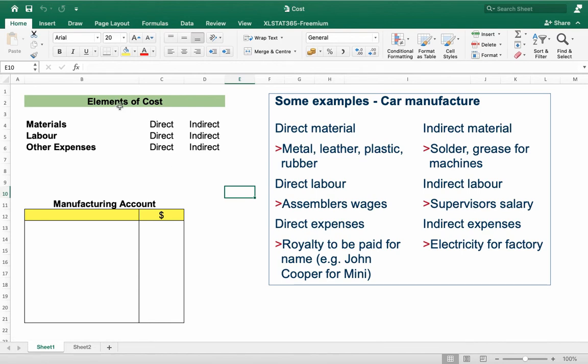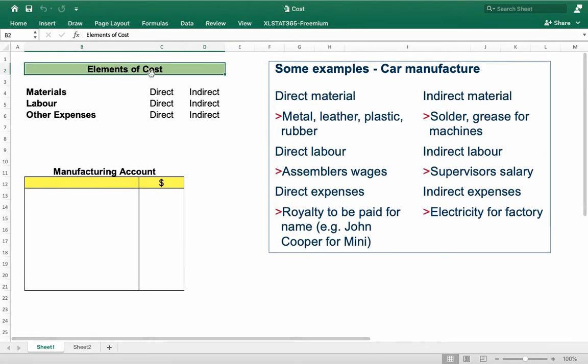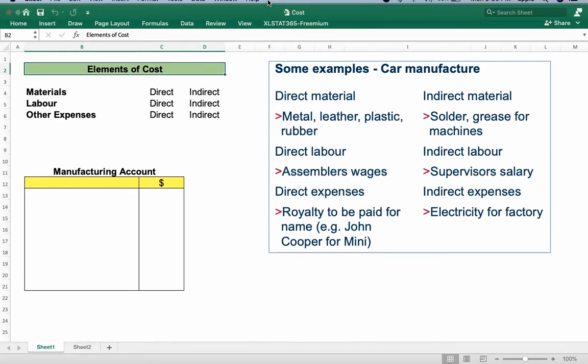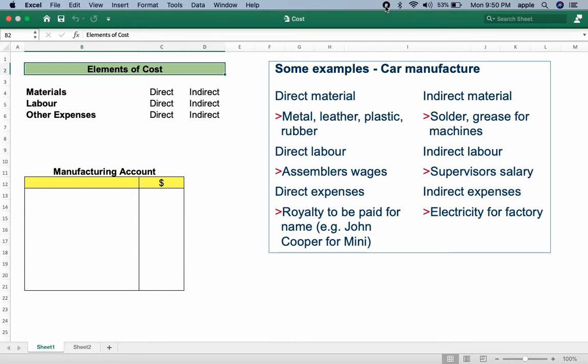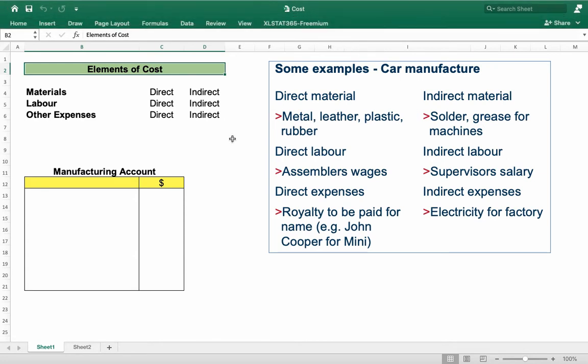So first topic which we will discuss is elements of cost. Cost means, I guess the screen is being recorded. So let's see, I will not touch this, later on we will see it.